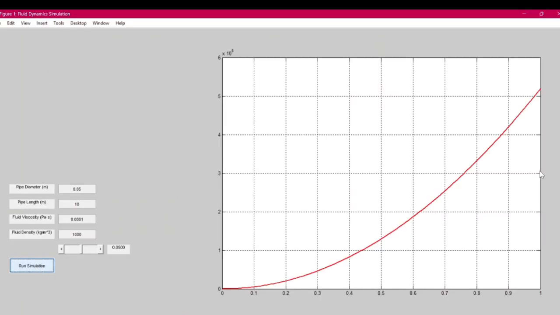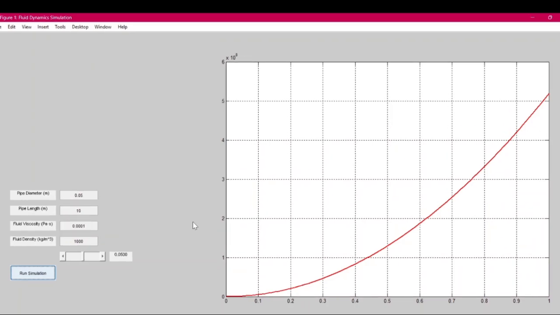Here we have the pressure flow rate relationship graph. The x-axis represents the flow rate and the y-axis represents the pressure drop. As the flow rate increases, the pressure drop increases as well. So the graph demonstrates how these two quantities are related.